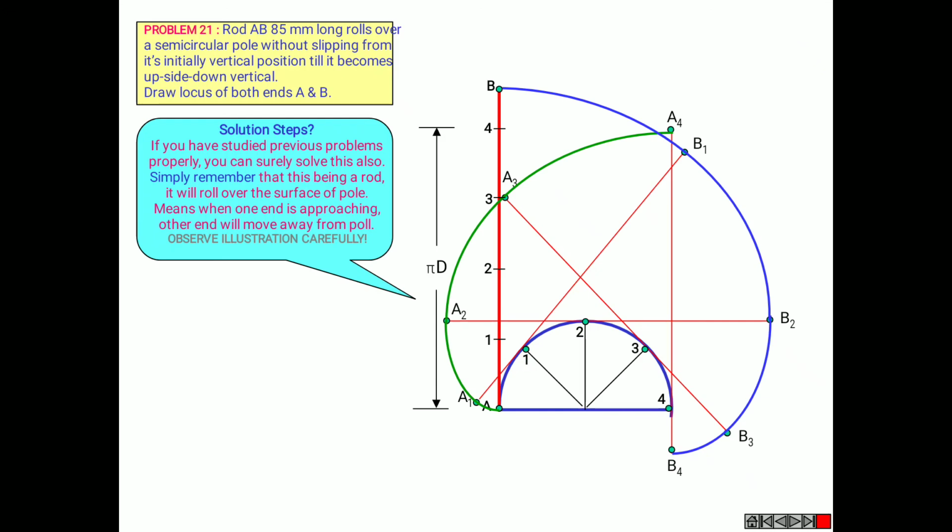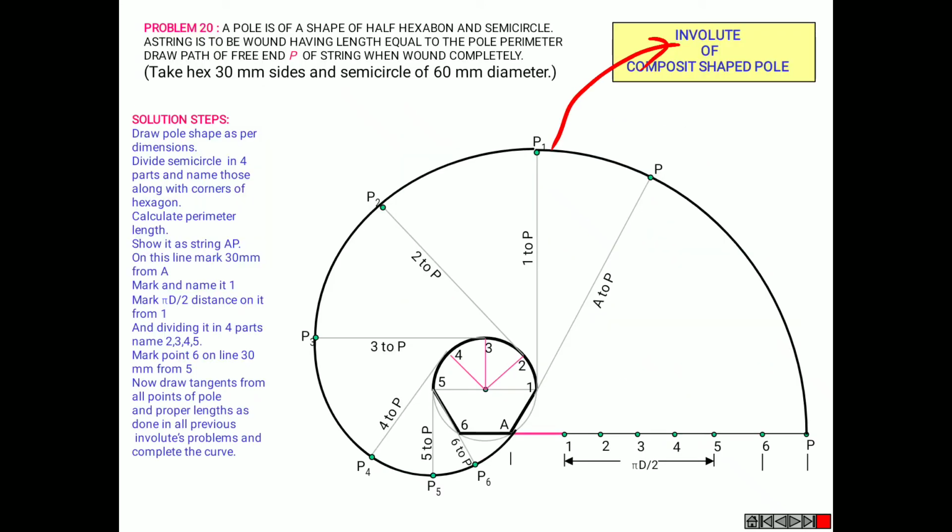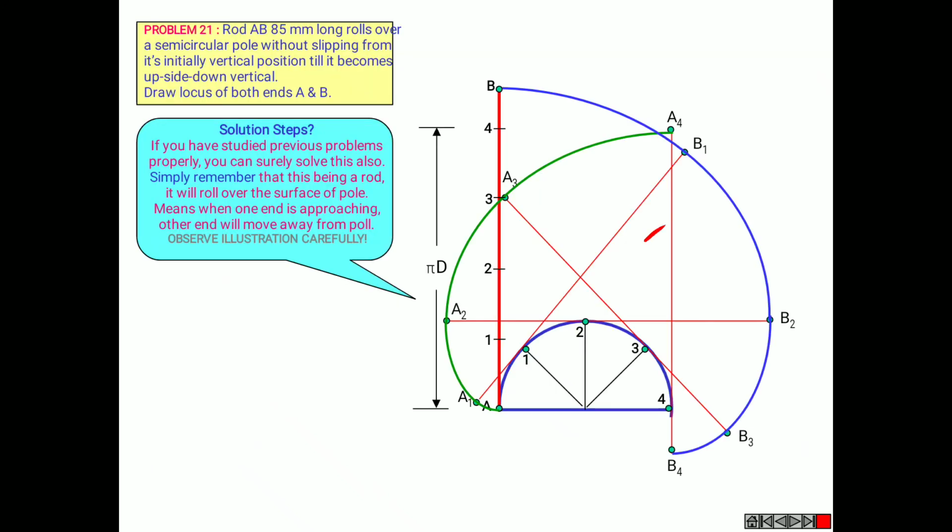So thank you. That's it for the session. Today we have seen all the involutes for the circle with the string length equal to the semi circumference, more than and less than, and an involute for your composite shaped pole. And also we have seen a small problem like how a rod AB of 85 mm long is rolling on your semicircle. We have drawn an involute to it.